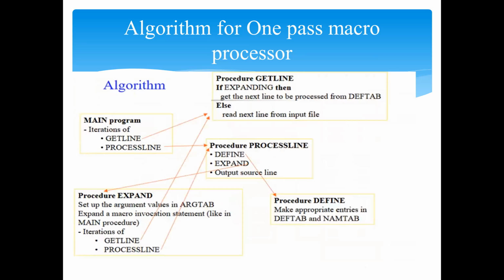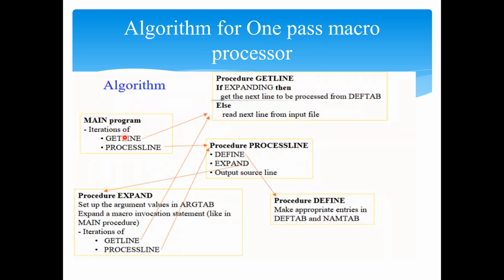Now let us look at the algorithm. This diagram shows the various procedures used to construct a macro with this one-pass macro processor algorithm. Here you can see in the main program, there are mainly iterations of two procedures, GETLINE and PROCESSLINE. So your whole algorithm contains 5 procedures totally: main program, GETLINE, PROCESSLINE, EXPAND, and DEFINE. These are the 5 procedures used.